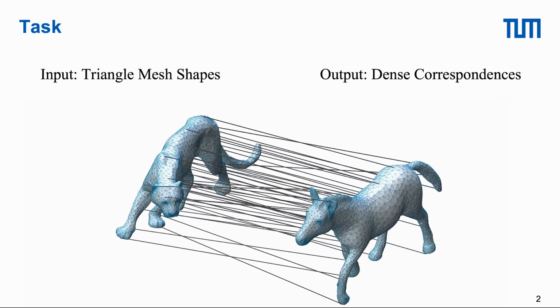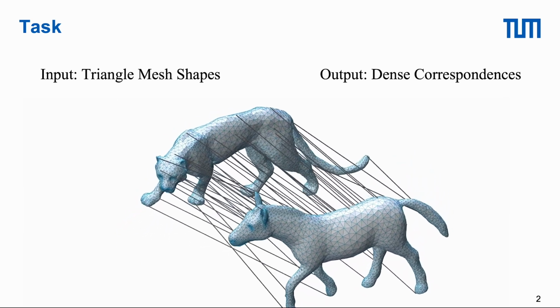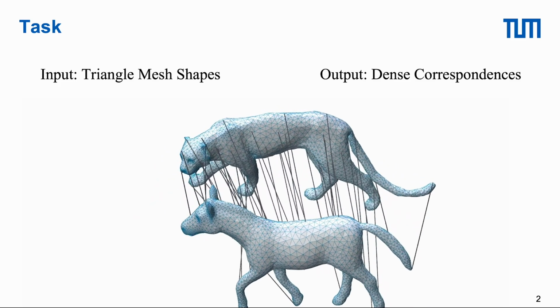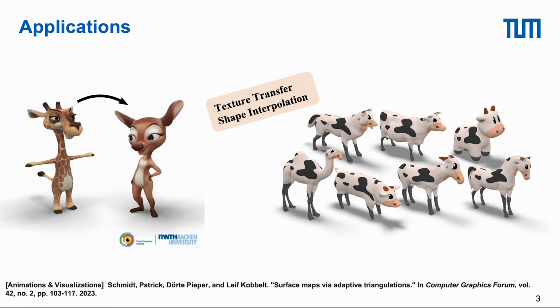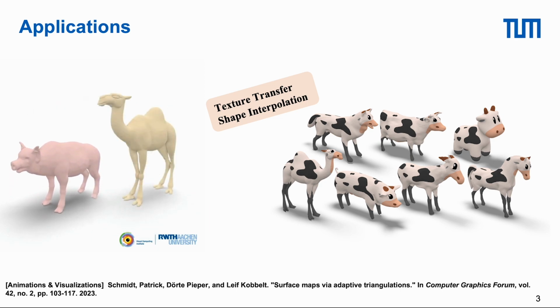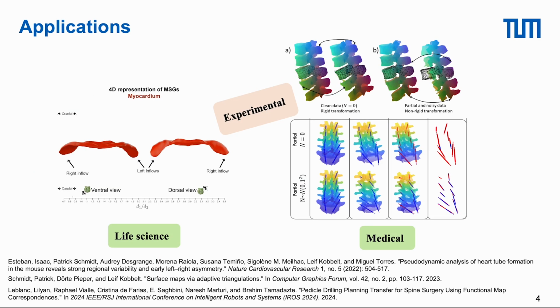We are concerned with the topic of shape matching. Specifically, for two given triangle mesh surfaces, we want to establish a dense point-to-point correspondence. This is a central task in computer graphics and computer vision with applications, for example, in texture transfer, shape interpolation, or in areas like life and medical sciences.